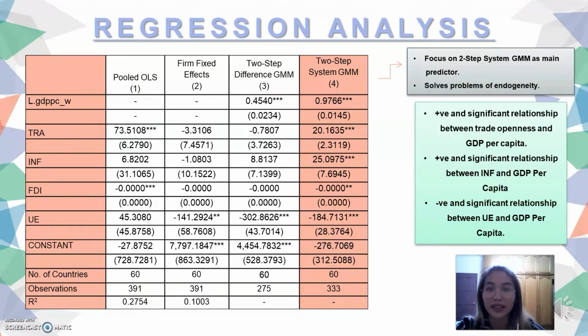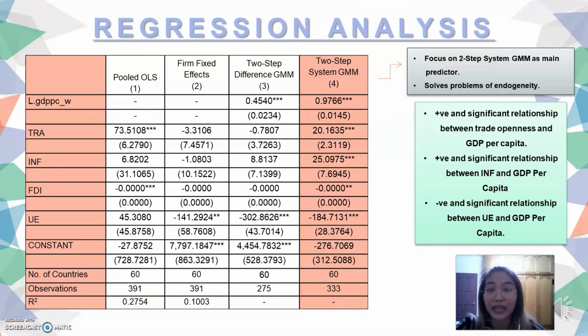To emphasize, the preferred model selected for this study is the two-step system GMM to solve problems of endogeneity in the model. Additionally, it also helps us to overcome any shortcomings that are present in the difference GMM model. Now, as seen in the table, the coefficient of trade openness shows that there is a positive relationship between trade openness and GDP per capita, or economic growth, at 20.1635, which is statistically significant at the 1% level.